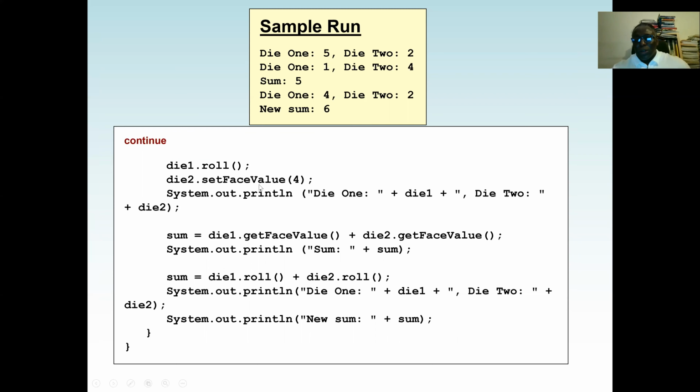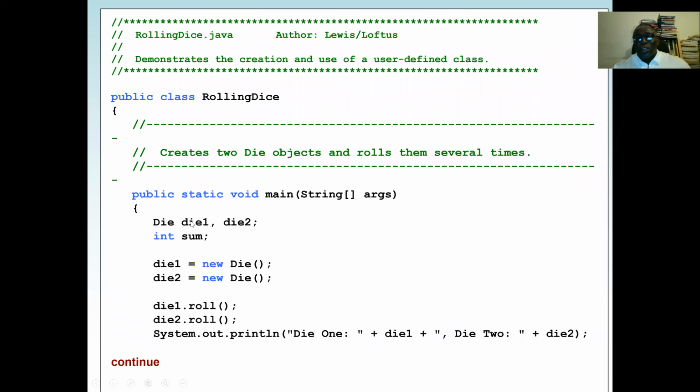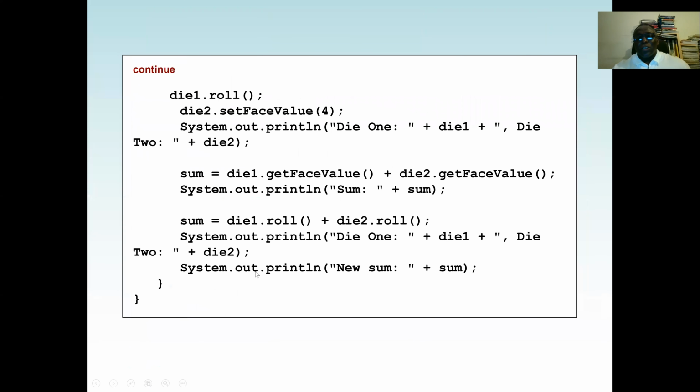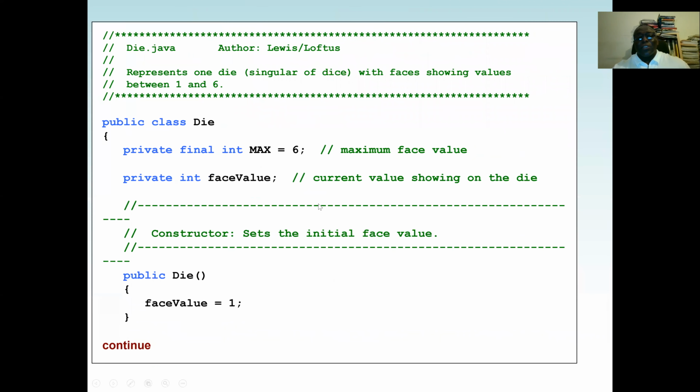Now, when we look at our program, we are using the die class a lot. And we use the die class to create the die1, die2 objects. And the die class should have a roll method. It should also have a die constructor because we use it. And also we should have methods named get face value and set face value. So now let's go and see our die class.